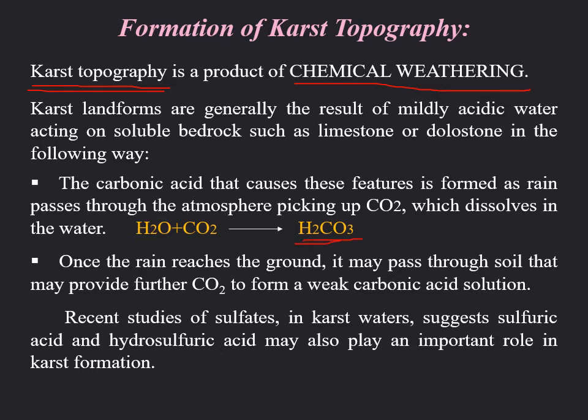Once these acidic raindrops, that is, the carbonic acid mixed raindrops, reach the ground surface, they percolate through the porous superficial soil or rock, and within the soil zone they get more carbon dioxide and form a weak carbonic acid solution. So in two stages carbonic acid forms, from the atmospheric carbon dioxide as well as the carbon dioxide trapped within the soil zone.